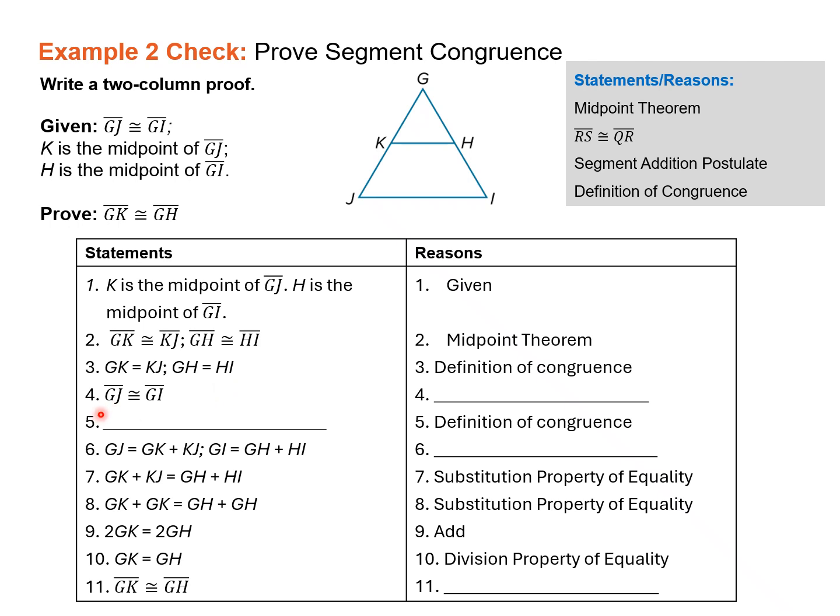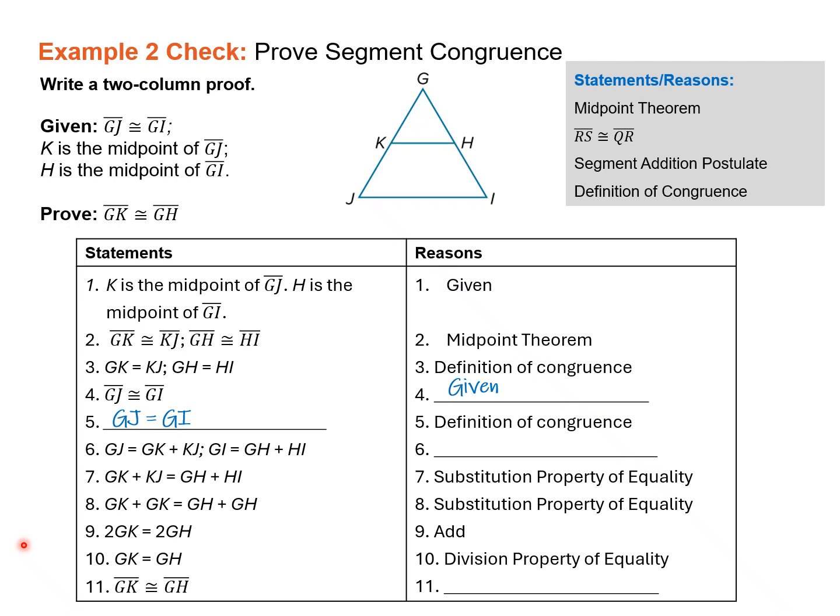Next, how can we say that GJ is congruent to GI? Looking at your choices, you have the midpoint theorem, you have RS is congruent to QR, segment addition postulate, and definition of congruence. Well, our reason here is given. It's sitting right there. It is given. Next, it says definition of congruence. What can we say here? What is congruent here? And I realize we have a little error in the box. But if we're going from line segment GJ is congruent to GI, then we would have to say GJ is equal to GI. That is the definition of congruence.